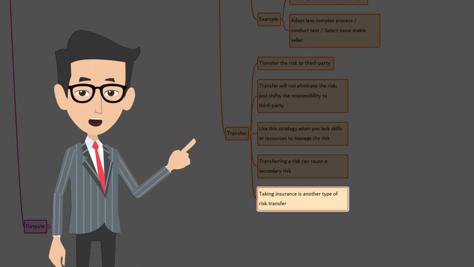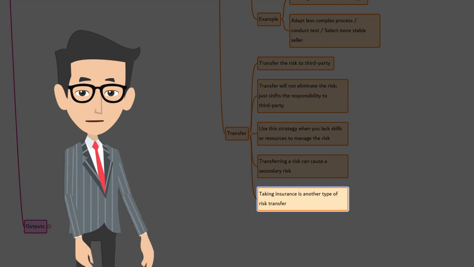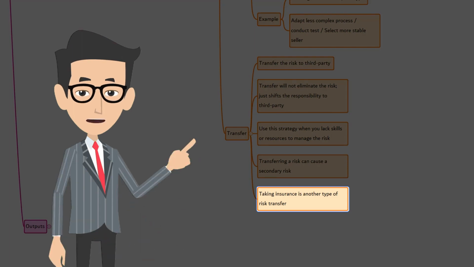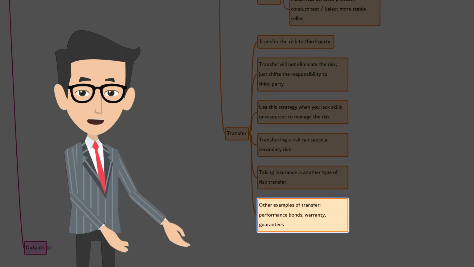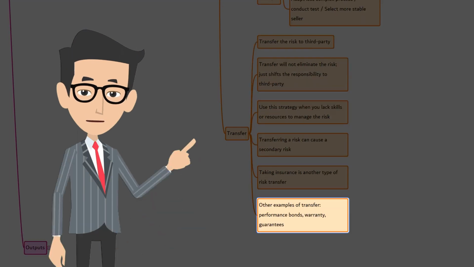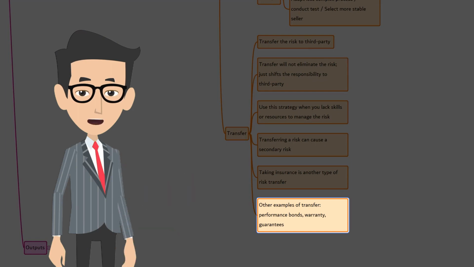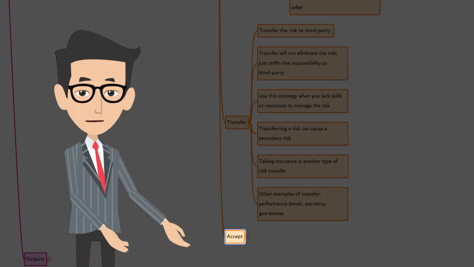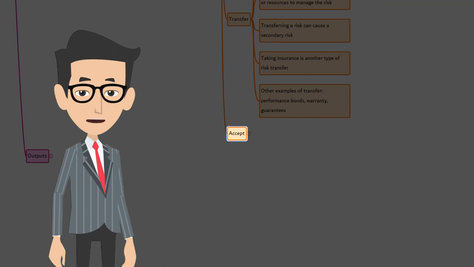Taking insurance is another type of risk transfer. Risk transfer often involves payment of a risk premium to the party taking on the threat. Transfer can include not only insurance, but also performance bonds, warranties, guarantees, etc. Accept. That's the next strategy.